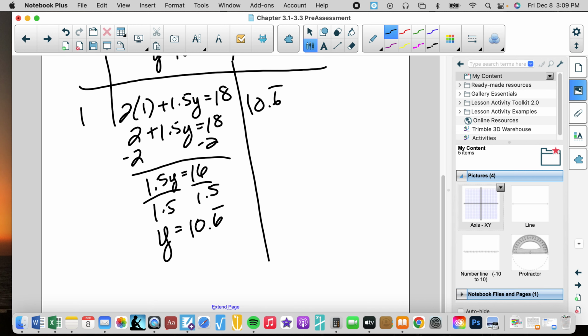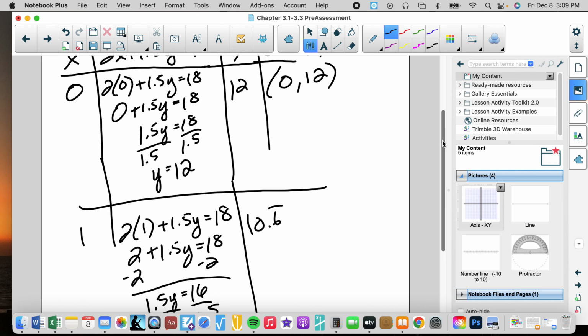So 10.6 repeating, or 10 2/3 raffle tickets. So 1 book raffle ticket would equate to 10.6 repeating food raffle tickets. Now what's wrong with that answer? Well, you can't have partial. So this really isn't a solution.